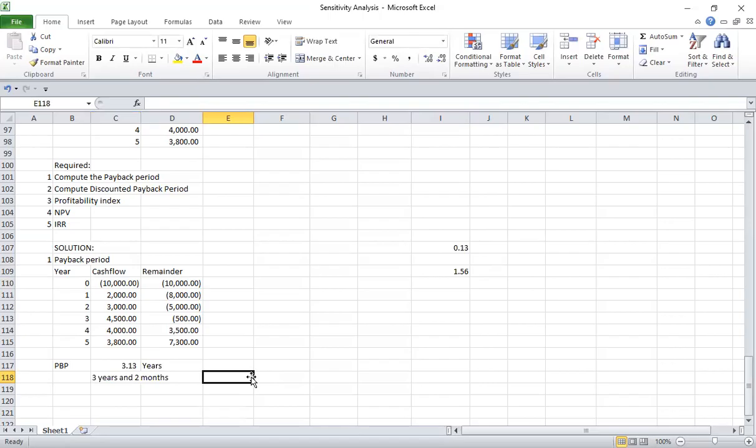And so that is how you determine the payback period. That's how you compute the payback period. Is there any question on that? So is there any question on how we compute that?